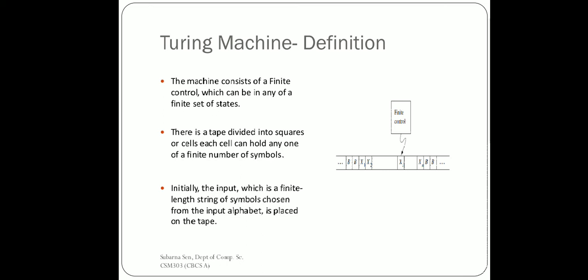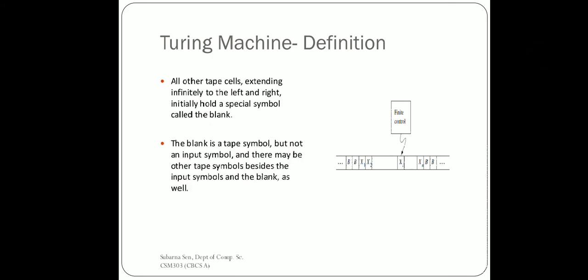Each cell can hold any one of a finite number of symbols. Now you can see it is processing the Xi block. Initially, the input, which is a finite-length string of symbols chosen from the input alphabet, is placed on the tape. Whatever the input alphabet is, which we denote using capital sigma, will be placed inside the tape, and the finite control is going to process it one by one. It may erase it, it may change it, whatever the requirement is.